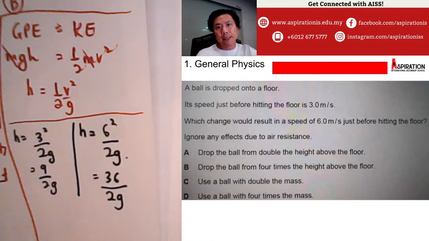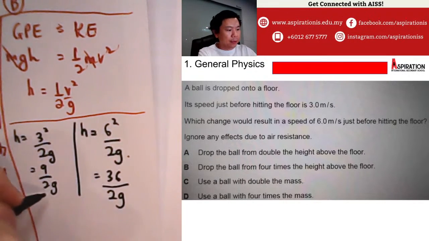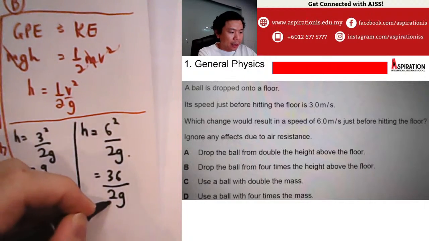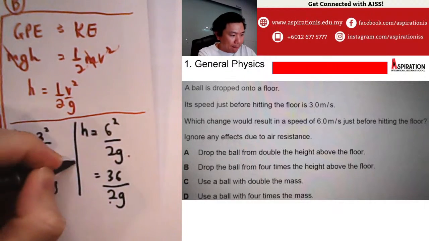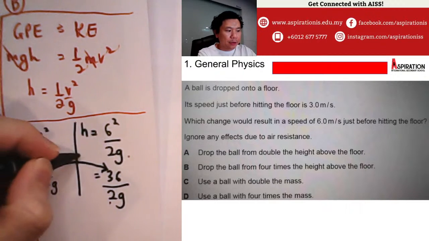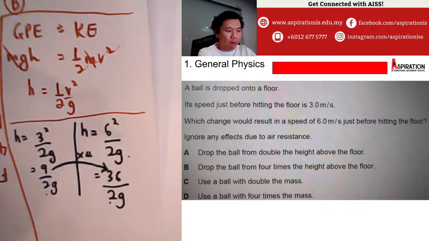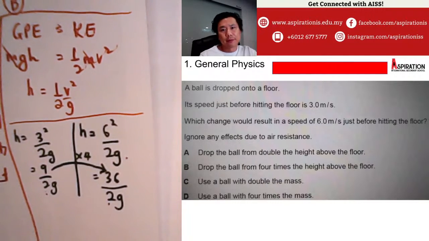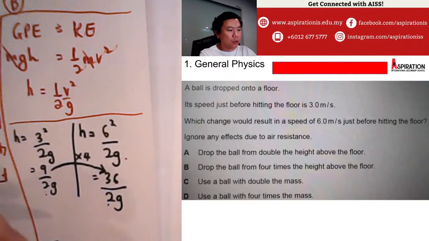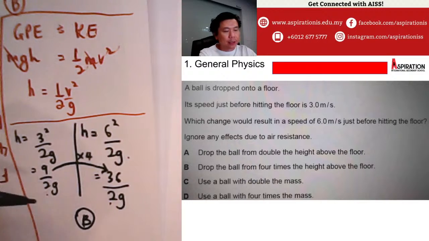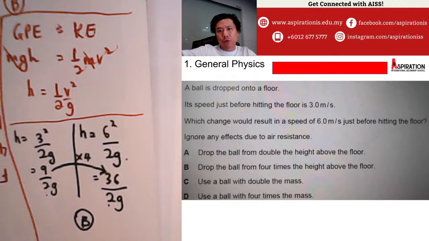It will be expedient for you to leave it with the same denominator, so then the comparison is very simple. This is increased by a factor of 4. That is how we know the answer is B. When you increase the height to 4 times, that will give you a speed that is double. And this is how you answer this question.